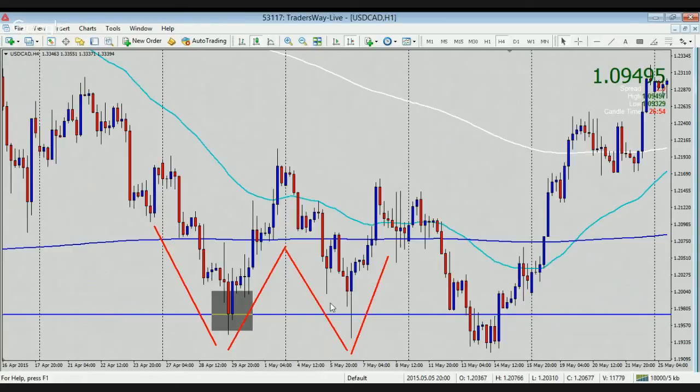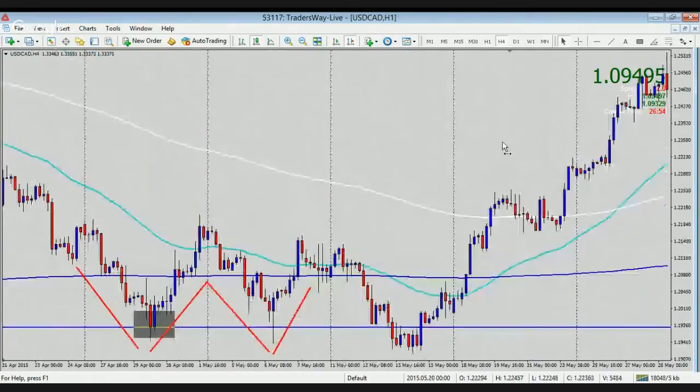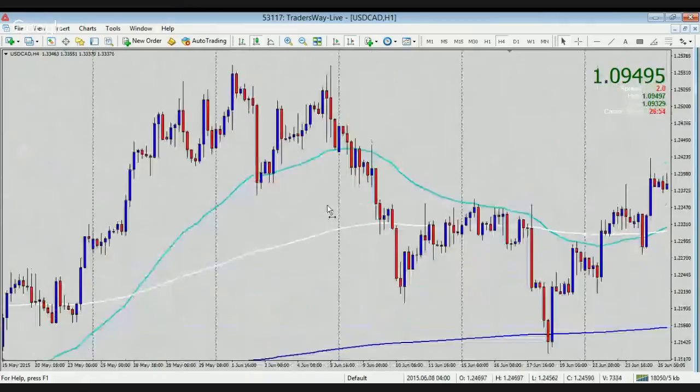That's what, when I say it breaks the second leg, I mean the first leg, it means it's not a valid formation. It means that the lowest body of the second leg closed below the lowest body of the first leg. Okay, so this is an example of a valid one. I'm going to show you an example of an invalid one, just so you get the idea of the difference.